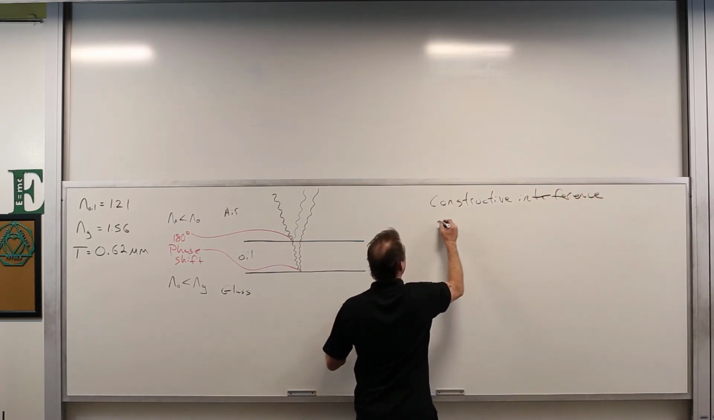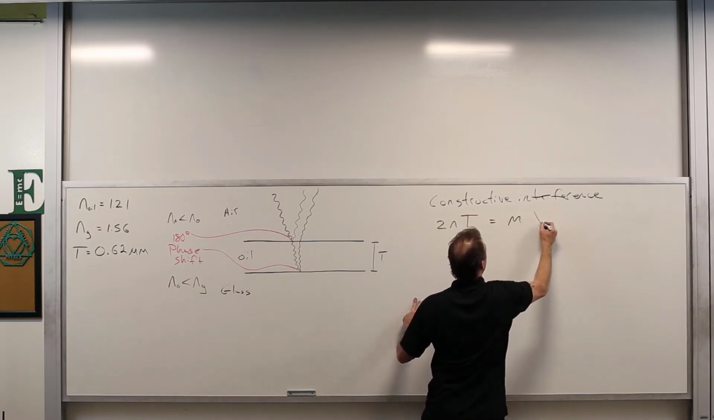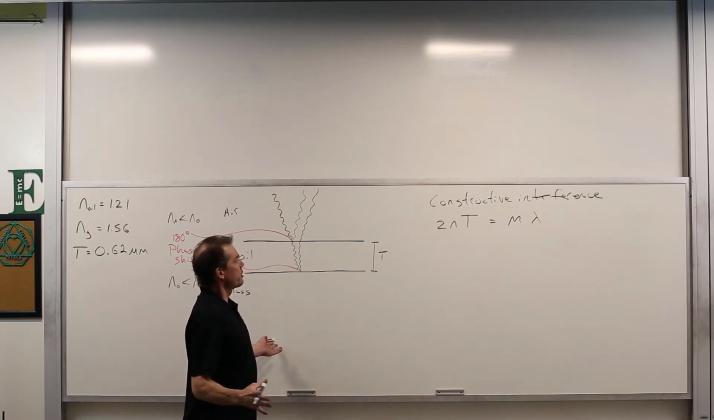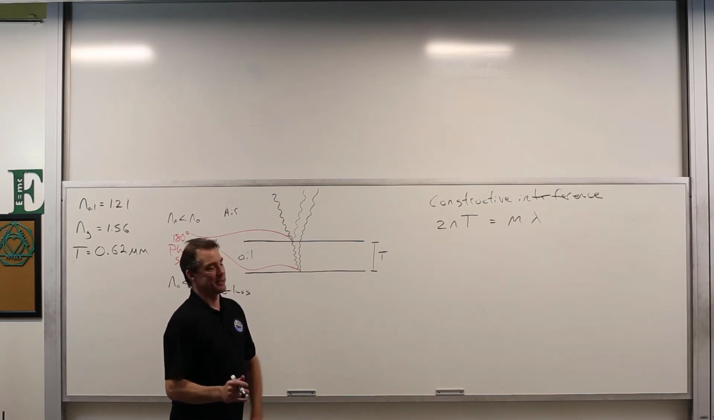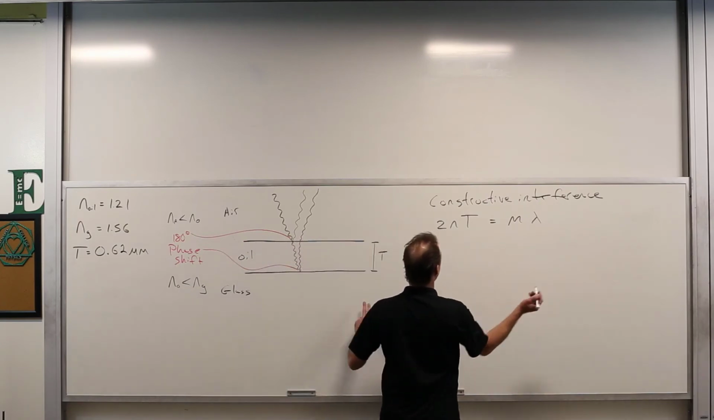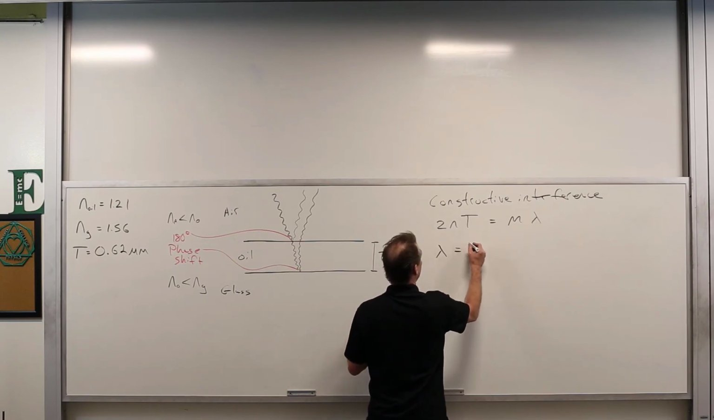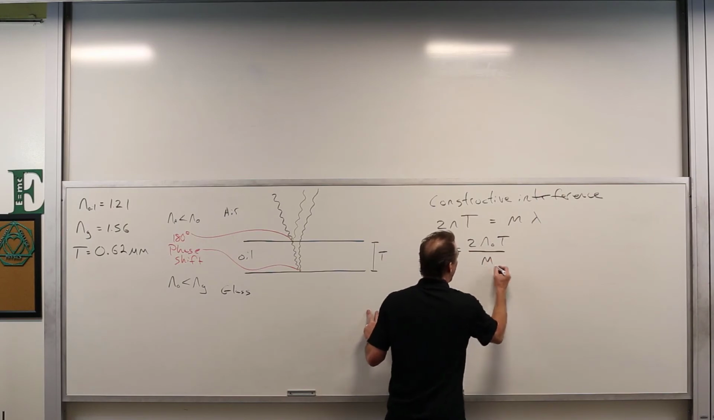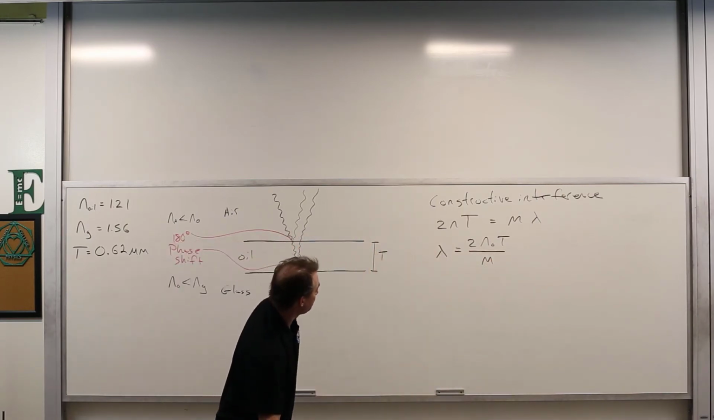It's going to be gotten by 2nt equals m lambda. So in this particular case, when we're solving this out for what lambda is, m equals 0 doesn't really give us anything, so we just ignore that. Ultimately, we want to solve this for lambda. The wavelength within air is going to be equal to 2 n sub oil times the thickness of that oil layer divided by m. So we start trying some m values here, right?